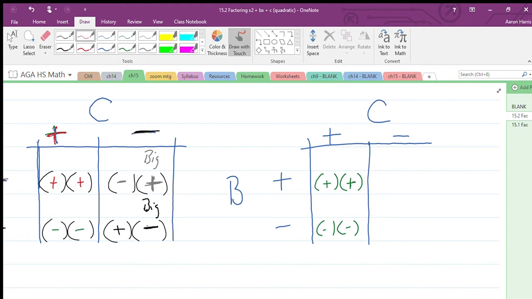Okay. Now when C is negative, I know that B is positive. I'm going to get a negative positive. And when C is negative and B is negative, I'm going to get a positive negative. And these are my answers, the format of my answers, okay? So that's a graphic organizer you need to hold on to so it makes your life a little bit easier, okay?